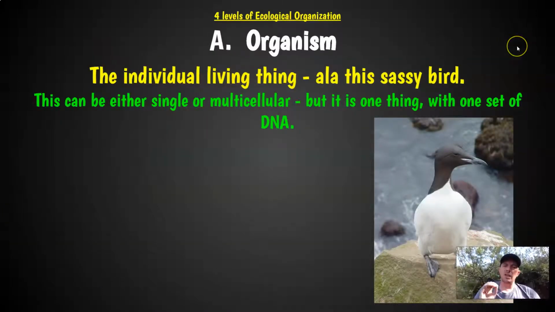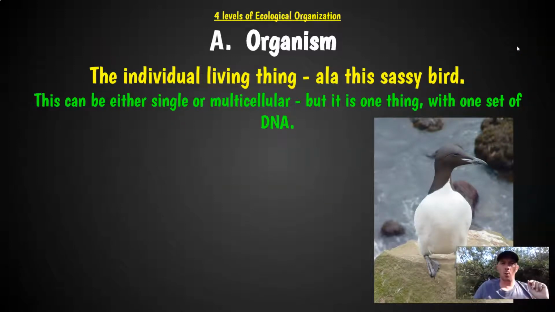So the first level of organization in an ecosystem is you can just look at individual organisms. So an individual is any individual living unit. It can be single-celled or multi-celled. If it's multi-celled, it's one big clump of cells that all have the same DNA that are all functioning together. Generally in ecology, we don't focus on the organism. This is more of like other branches of biology, right?